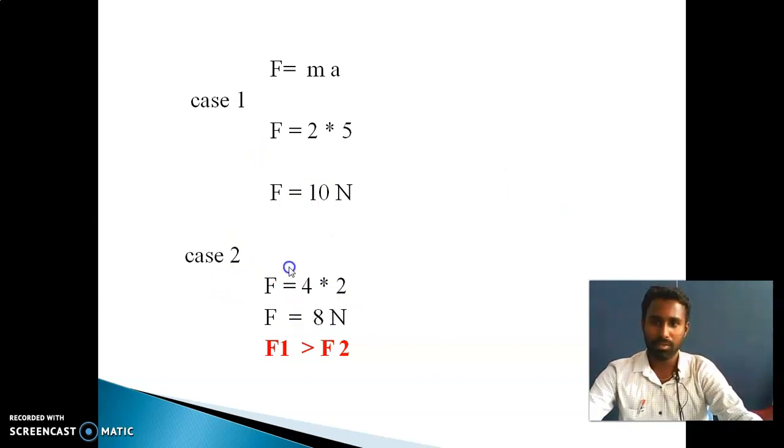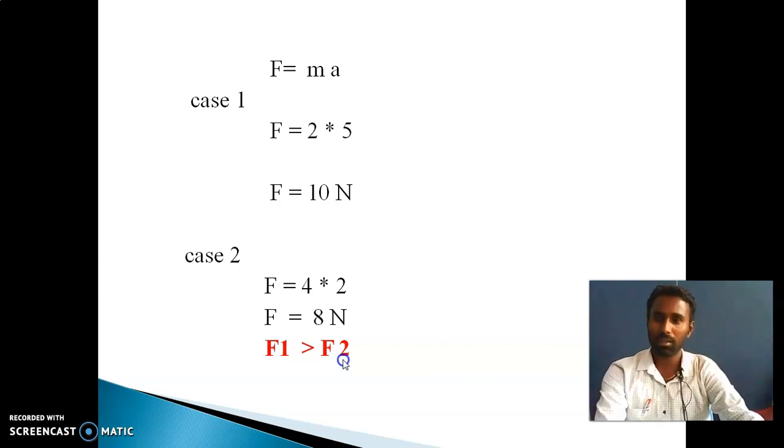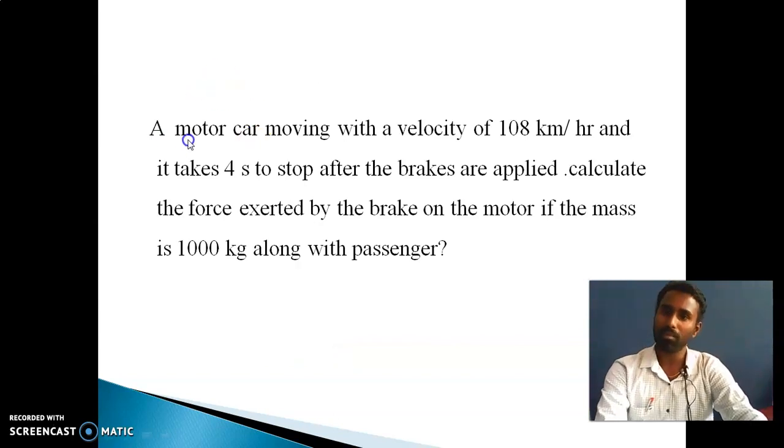Now you can compare these forces. Which one will produce a greater force? So obviously 10 is greater than 8 Newton. So I put here F1 for case 1 and F2 for case 2. So F1 will be greater than F2. So this is the way we have to solve the problem. Okay, my dear students. So the next one, which problem shall we move to?